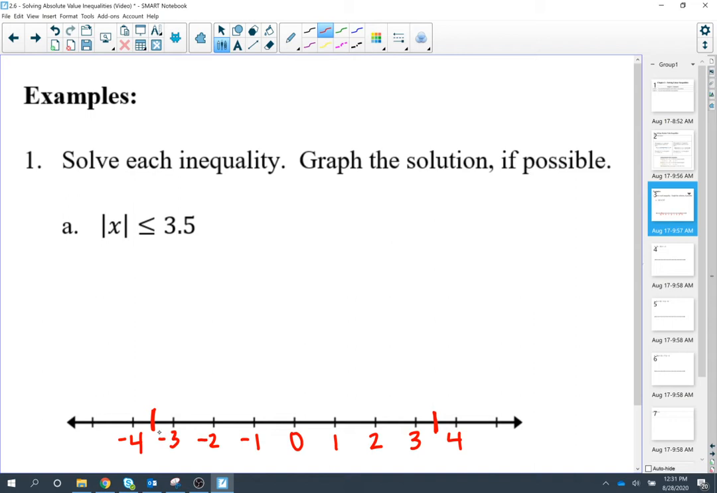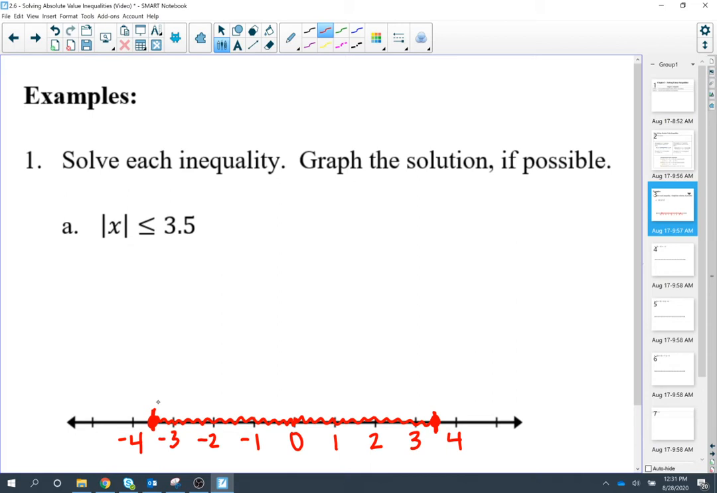Now, it says that we can be equal to, so I'm going to put a closed dot, and I'm going to put a closed dot, and then from 0, my distance could go to positive 3.5, or my distance could go to negative 3.5, because again, distance is always a positive number. We can't have a negative distance.